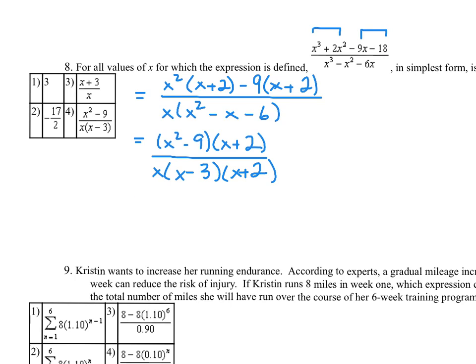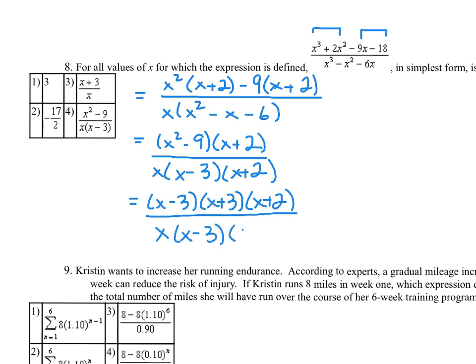Now I also notice in the numerator that I've got a difference of squares, so I'm going to keep going with that. So I've got x minus 3, x plus 3, and then I have x plus 2 that I'm going to just bring along for the ride there. And then I have x times x minus 3 and times x plus 2.